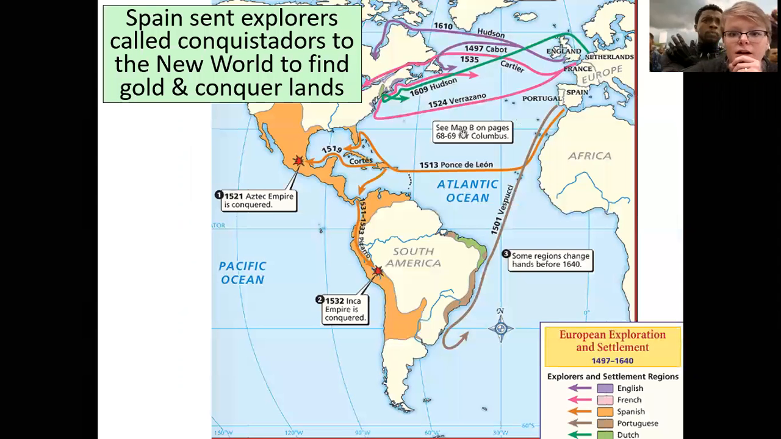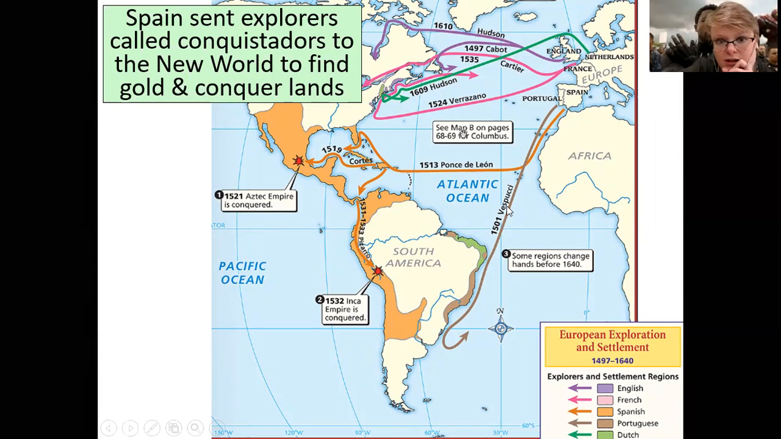All right. And here's more of the triangular trade idea. Spain sent explorers called conquistadors to the New World to find gold and to conquer lands. So they wanted gold, God, and glory. Those are the three things they wanted when they came across. They came into Central and South America and up into Mexico. And that's going to be mostly Spanish and Portuguese.